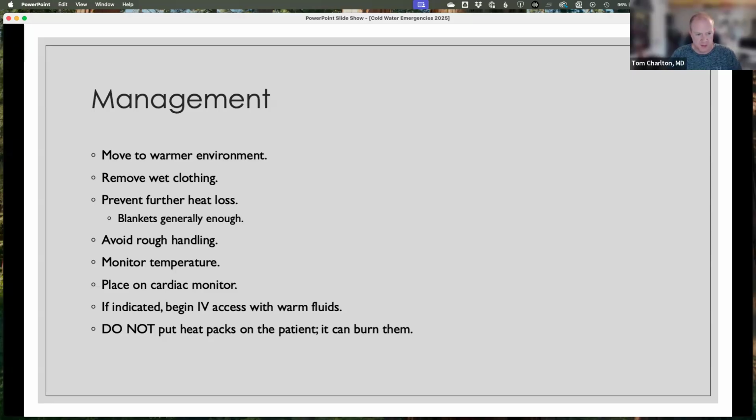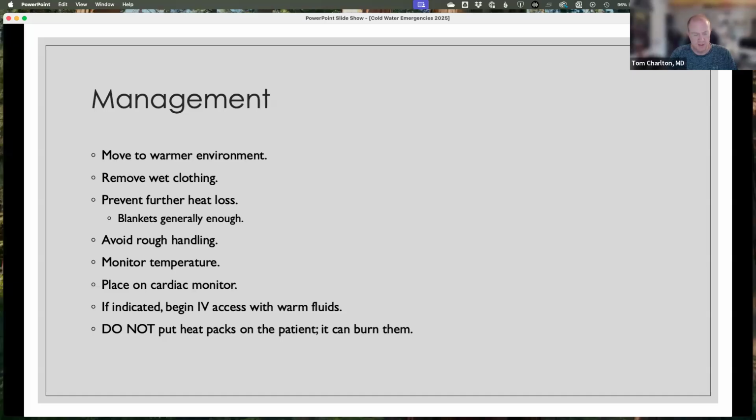What we don't want to do anymore is put heat packs on the patient. There are numerous case reports of these heat packs burning the patients. Even though they are not in and of themselves hot enough to cause physical burns, heat, regardless, begins to break down the skin. And so there are lots of cases of this secondary burn occurring.